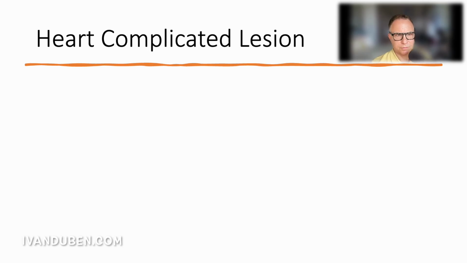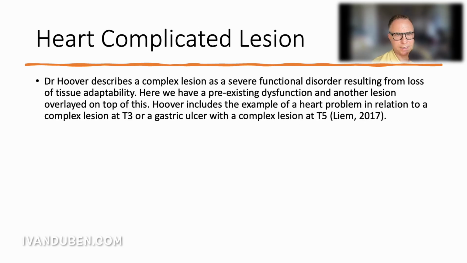In terms of talking about the heart and any complicated lesions, Dr. Hoover describes a complex lesion as a severe functional disorder resulting from loss of tissue adaptability. Here we have a pre-existing dysfunction and another lesion overlaid on top of this. Hoover includes the example of a heart problem in relation to a complex lesion at T3 or a gastric ulcer with a complex lesion at T5.